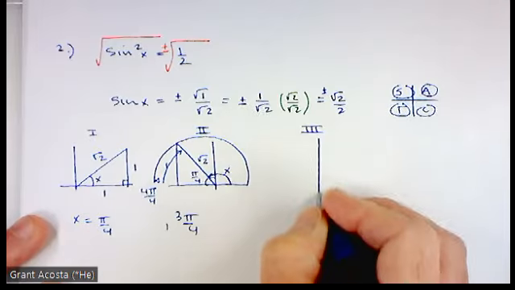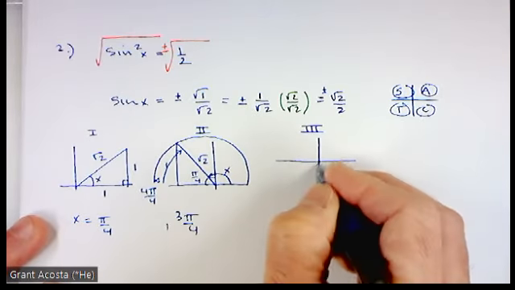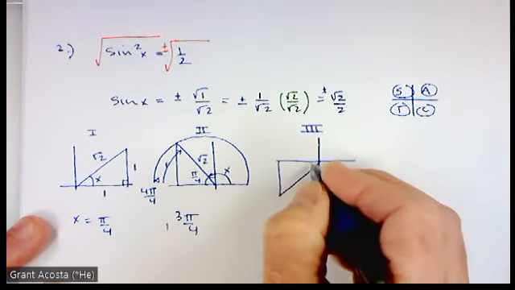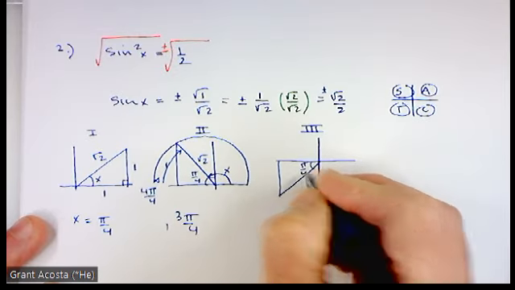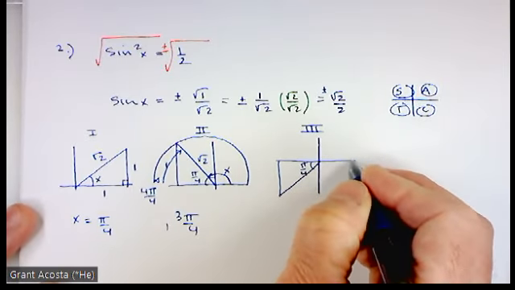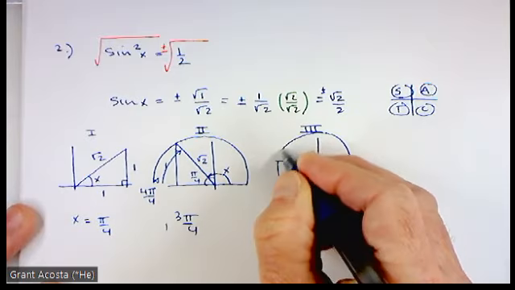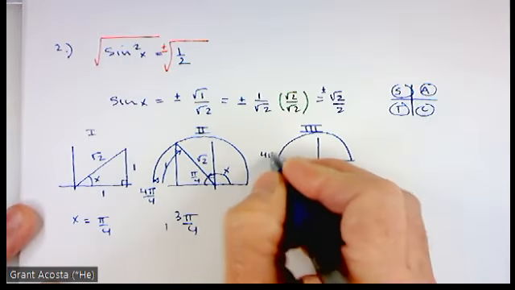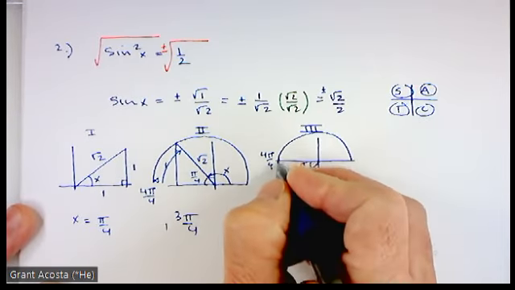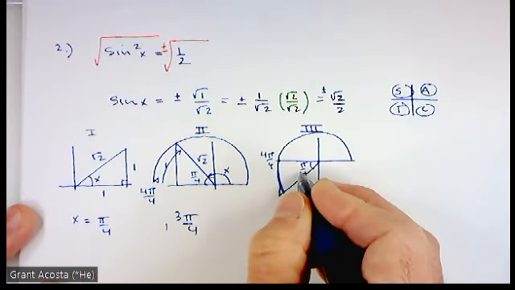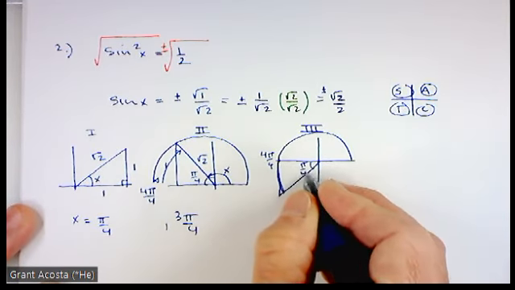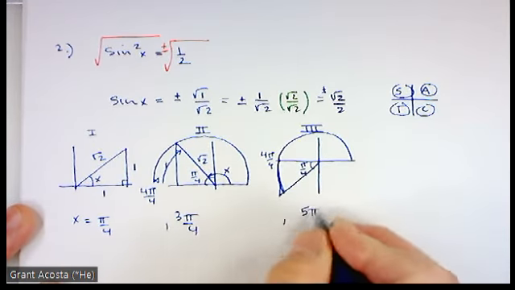In the third quadrant, same triangle. I'm not even going to label the sides anymore. The reference angle is pi over 4. The angle I want, though, needs to go all the way around to here, which again is 4 pi over 4. But then I want to keep going, meaning I want to add pi over 4. 4 pi over 4 plus 1 pi over 4 is 5 pi over 4.